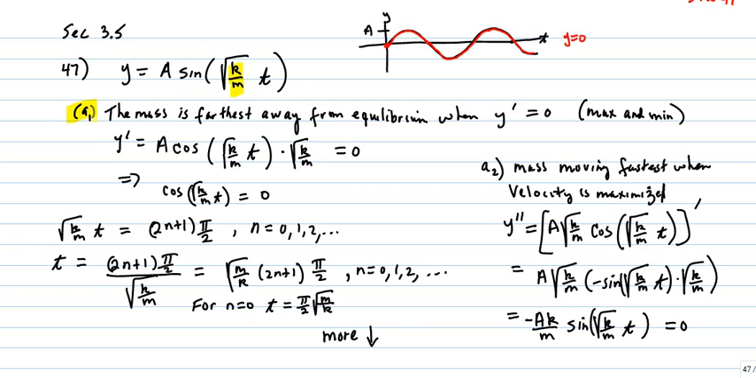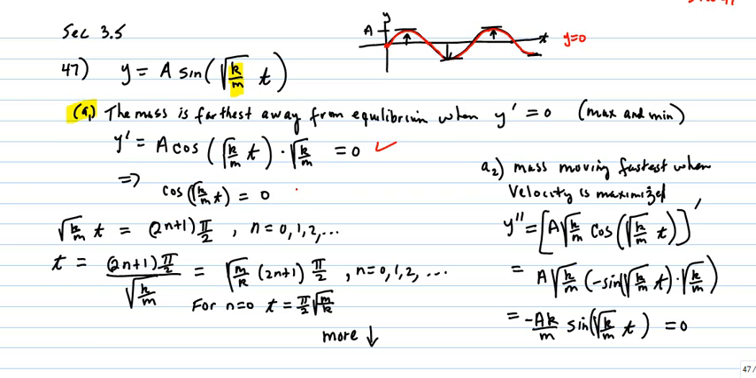So in the first part of A, they want to know at what times is the mass farthest away from equilibrium. So that would be here, here, and here. So that looks like that's when the velocity is 0. So we'll take the first derivative, which is the velocity of the mass, and set it equal to 0 here.